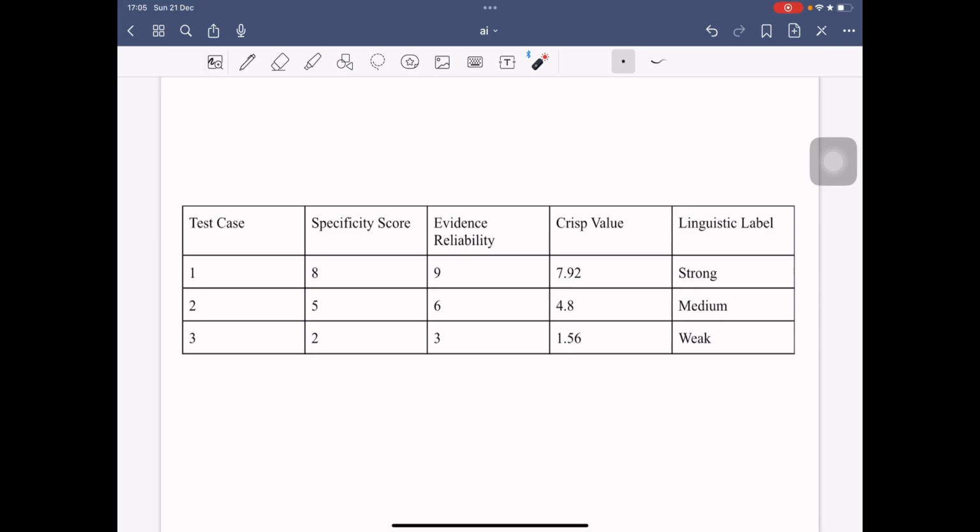So, in conclusion, for this project, the center of gravity defuzzification method is the most suitable to use. This is because it takes into account the overall shape of the aggregated membership function, rather than only looking at the highest membership value. By using the center of gravity method, the confidence output changes more smoothly, which helps avoid sudden jumps in the final decision. When compared to the weighted mean or mean of maxima, center of gravity gives a more balanced result, making it more suitable for handling uncertainty in the specificity score and evidence reliability used in this project.